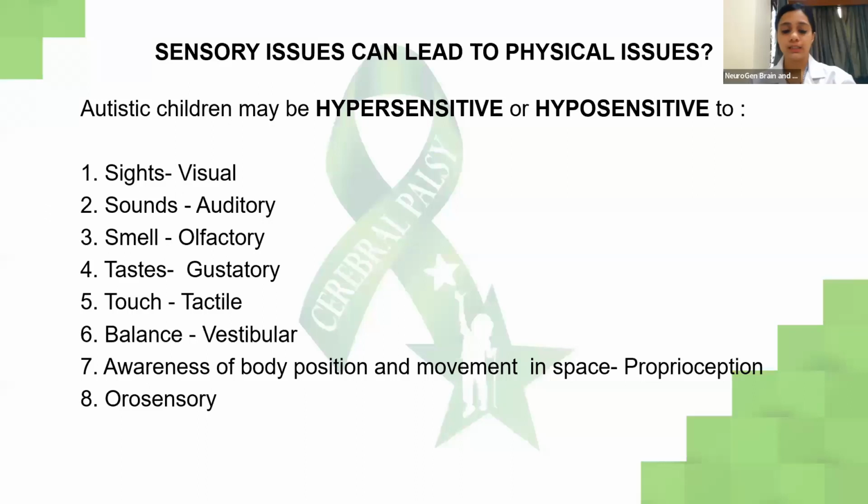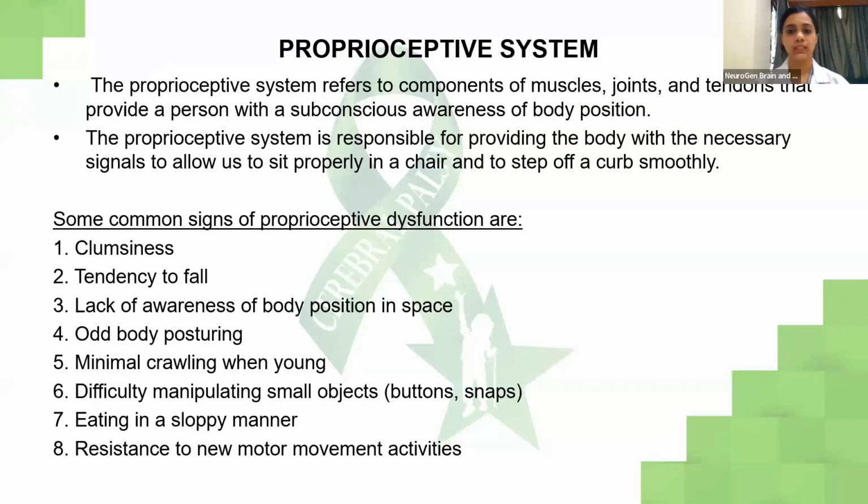Then there is a lot of query or debate on whether sensory issues could really lead to physical concerns in a child. As I mentioned in my previous slides, hypersensitive and hyposensitive. I'll emphasize proprioception now. Proprioception tells you the awareness of body position and movement in space. So if an autistic child has any proprioceptive dysfunction, then it refers to this component. Like, what is proprioception?